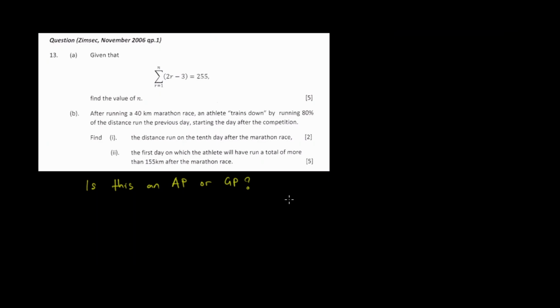But kuti tizive izvozvo, we cannot tell from that statement alone kuti this is an AP kana kuti a GP. So what we have to do is tikuda the first few terms, typically 4 terms ndo dzatiri kuda, kuti tigone kuziva from those terms kana from that sequence kuti is it a GP or an AP. Mawaniro atinoita the first 4 terms ndeaya.